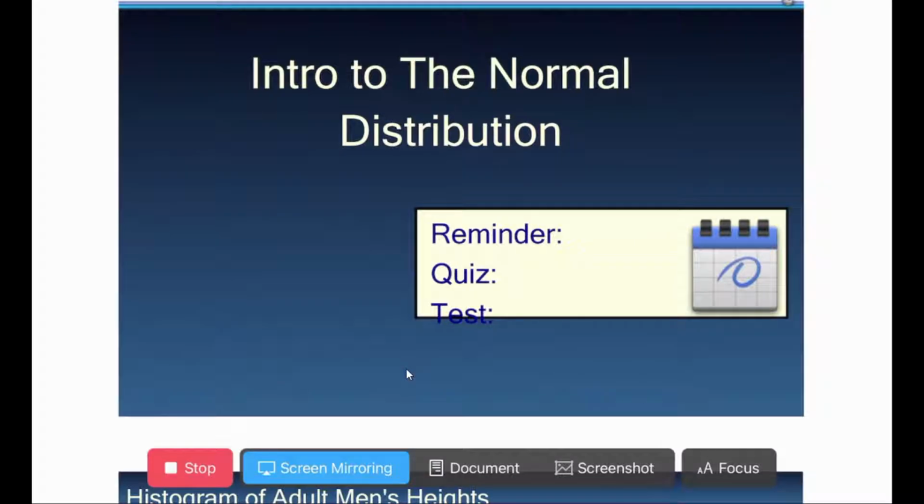Let's talk about the normal distribution. What is it? How can we use it? What can we use it for? Let's find out. And we're going to start by looking at an example.